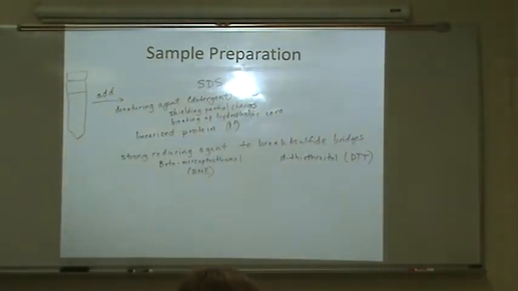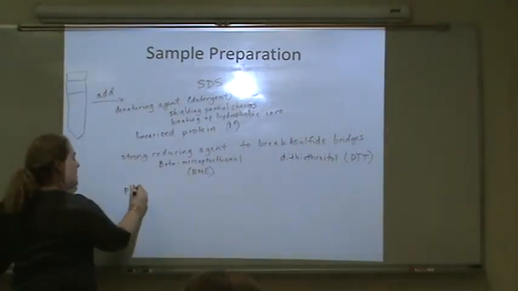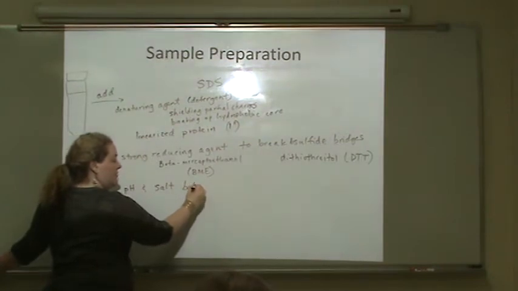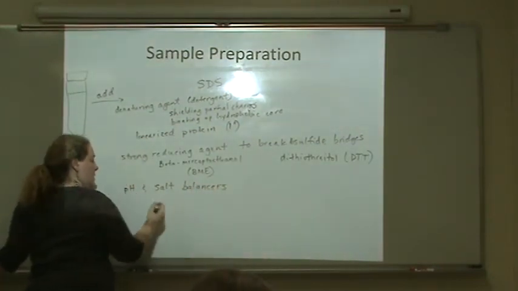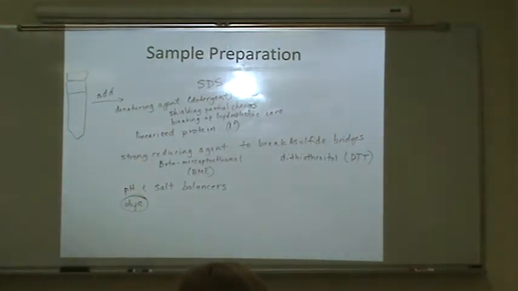that sample. Other things that you will put in there might be pH and salt balancers, and usually a dye for a really silly reason, so that you can see what you're doing when you're pushing one clear liquid into another. So you would put a dye in there. So those are things that you would put into your sample.